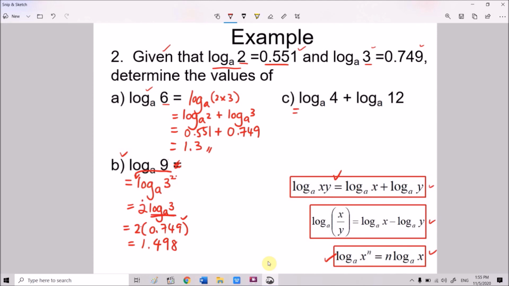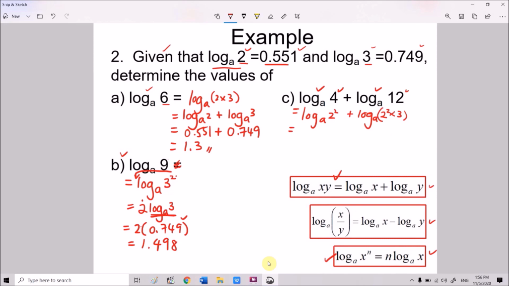Question C, we have log base a of 4 and log base a of 12. So again, we can get the value of 4 by using the 2 here. How? Which is log base a of 2 to the power of 2. And 12 is actually 4 times 3. And 4 here is actually 2 to the power of 2 again. Okay, so we can rewrite this again by using 2 to the power of 2 times 3, which is 4 times 3, which is 12.